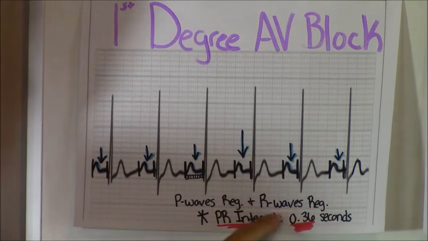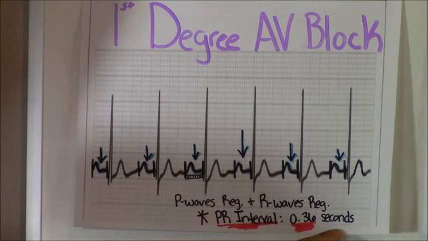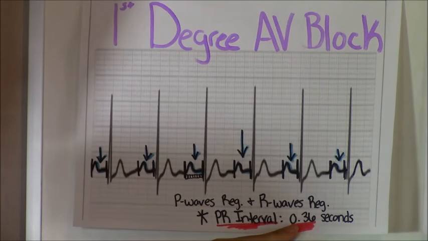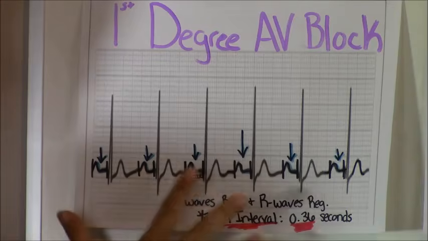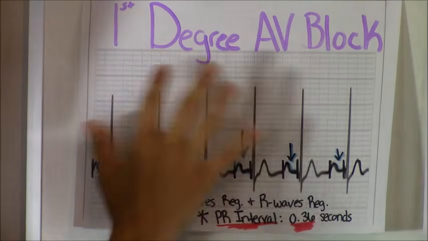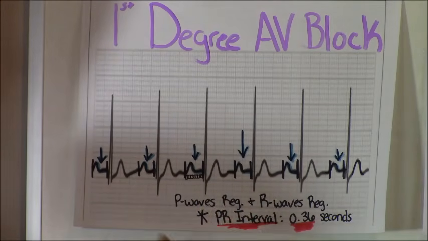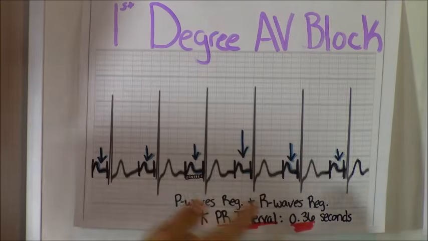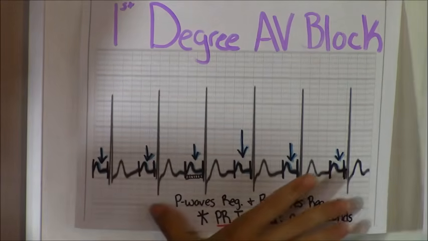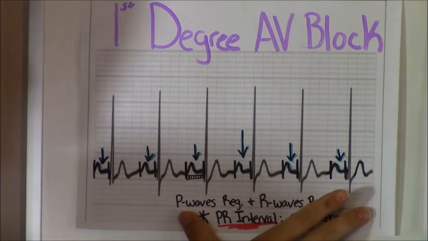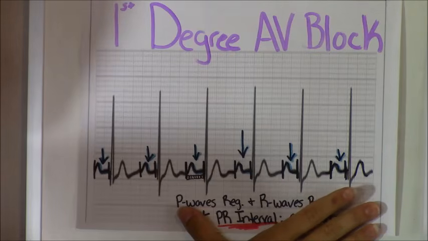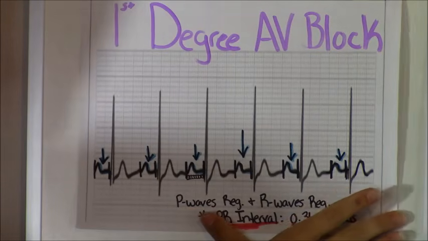A normal PR interval is less than 0.20 seconds. And this PR interval is 0.36. I'll show you how to measure that here in a second. But that's what a first degree AV block is. Usually you're going to have this type of rhythm in well-conditioned athletes and the young, so it's not a bad thing to have.